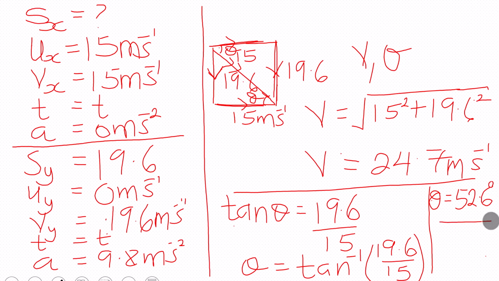That is your theta. So finally you can conclude and say the resultant velocity is 24.7 meters per second, and the angle is 52.6 degrees. I think you realize how simple these things are. You can now calculate all the questions concerning horizontal projection.